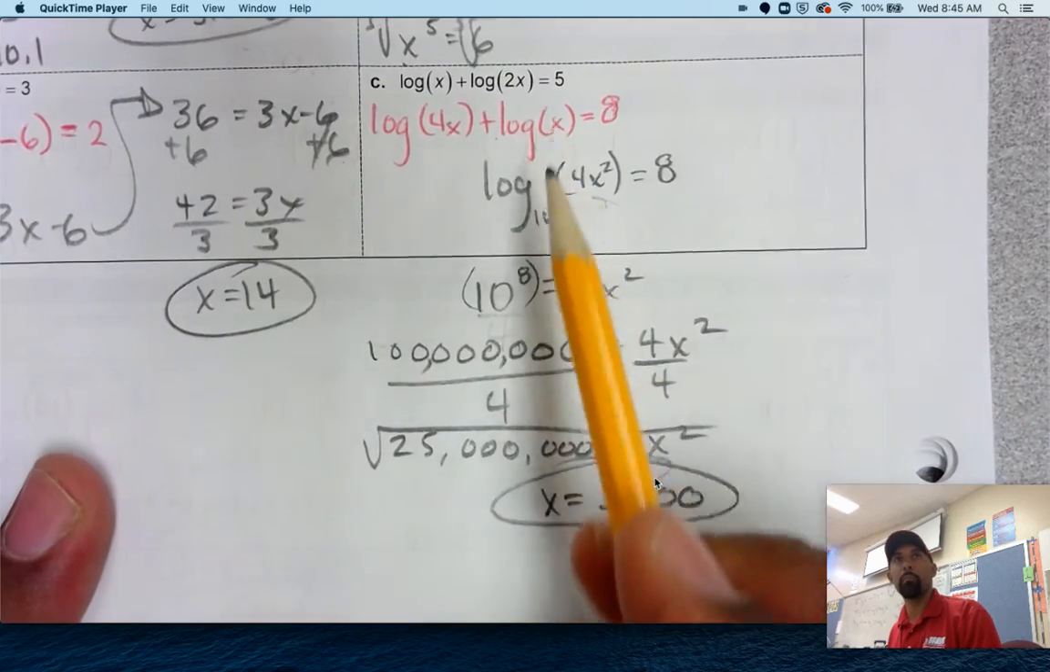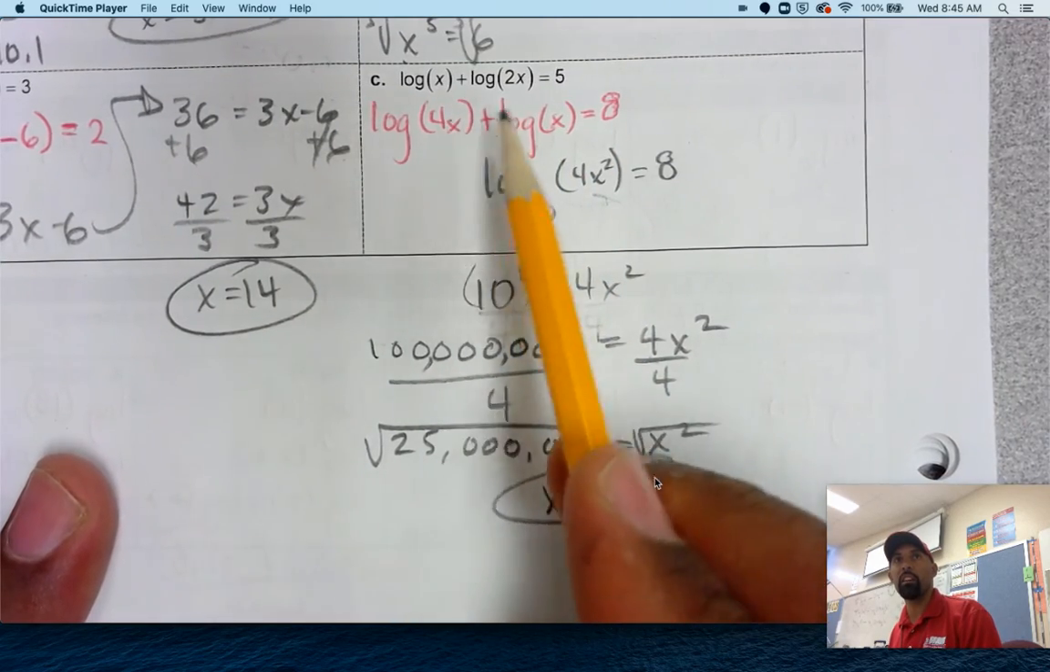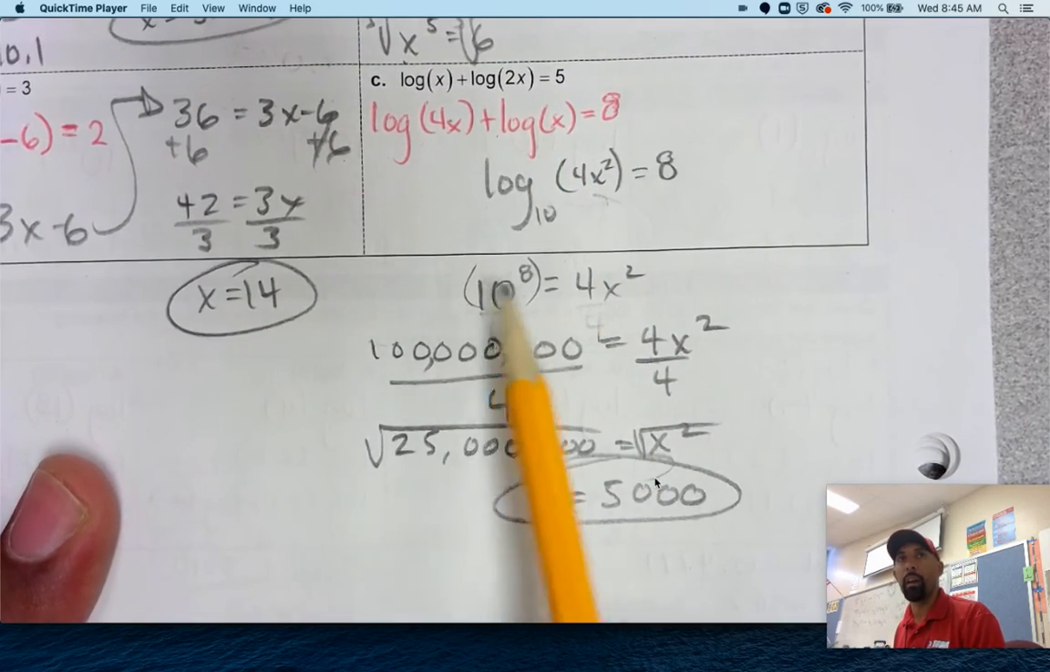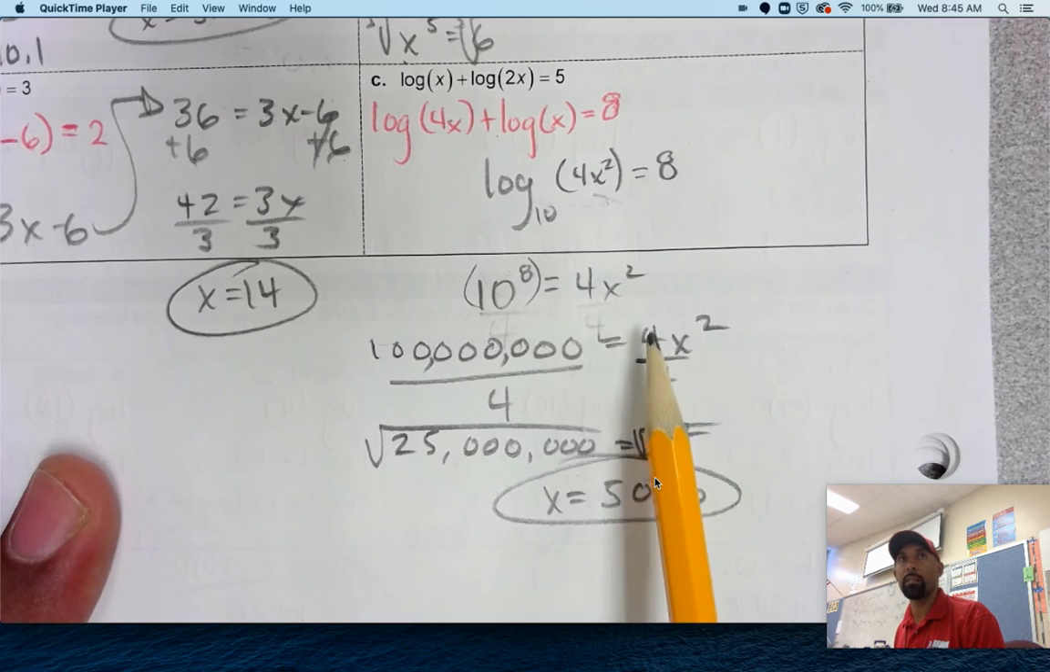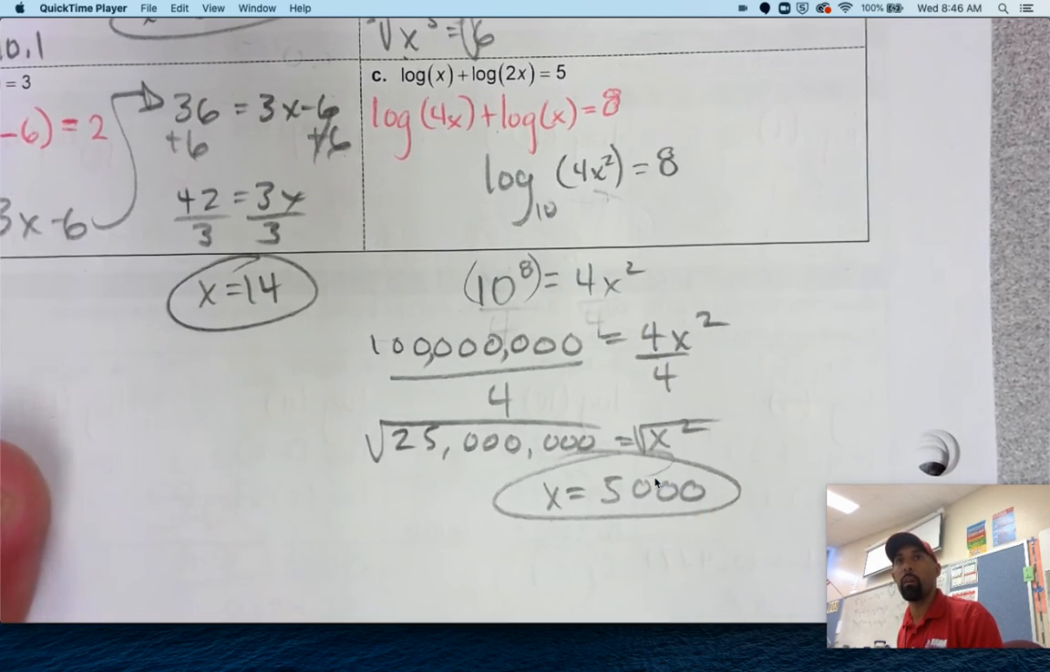You can do it. I know it seems like a lot, but you can do it. So again, combine the log, put it back in exponential form. Be careful, don't divide that number yet. You have a 2, I have a 4, and that's it.